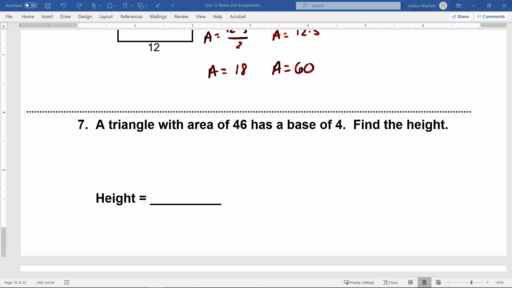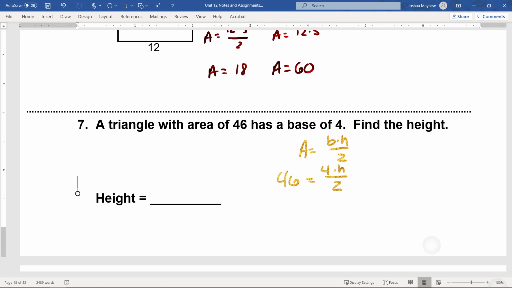All right, last one. The triangle with area of 46 has a base of 4. So notice we're given the area and the base, and we're asked to find the height. You can draw a picture if you want, or simply use the formula. The formula for area is base times height divided by 2. So I'm going to plug in what I know. I know the area is 46. I know the base is 4, but I don't know the height, so I'm going to leave it as h. So I have an equation with exactly one variable that I need to solve for.